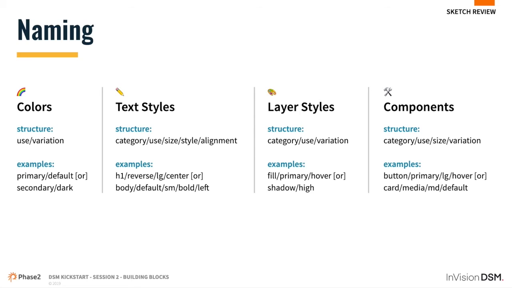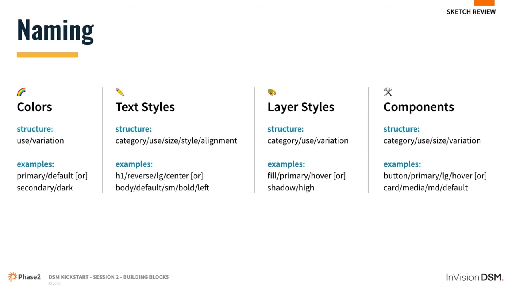Example structure would be category, then use, then variation. So examples would be fill, primary, hover, or shadow, high. Lastly, for components, structure would be category, then use, then size, then variation. Examples might be button, primary, large, hover, or card, media, medium, default.